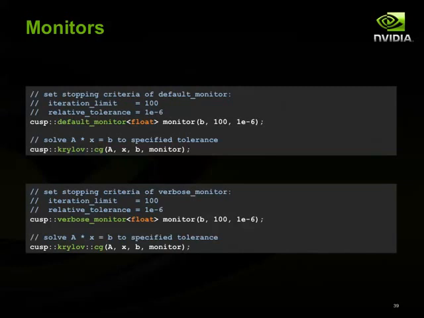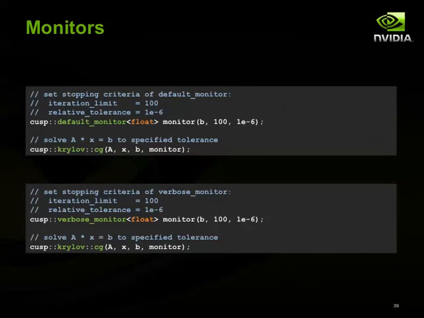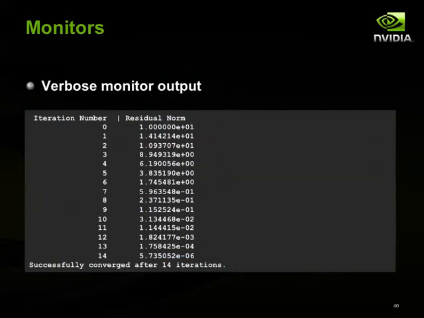Another nice thing about this interface is these monitors allow us to print information and stuff like that if we want to. By default, the monitor just tells us when to stop, and it monitors the convergence of the algorithm. But you can also make it print something or do something like that at each iteration. In this case, I'm using the verbose monitor that I set up down here. What that does is it just prints out the residual norm at each iteration. So you can do whatever you want. You can write your own monitors and change the behavior of the solver a little bit through this interface.